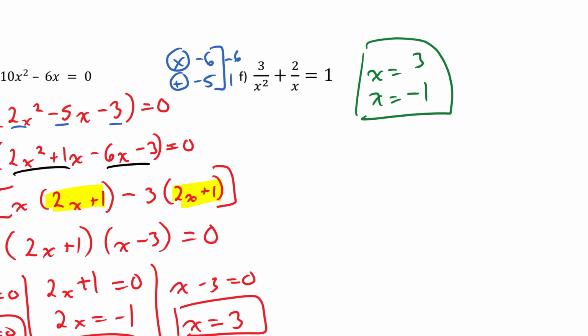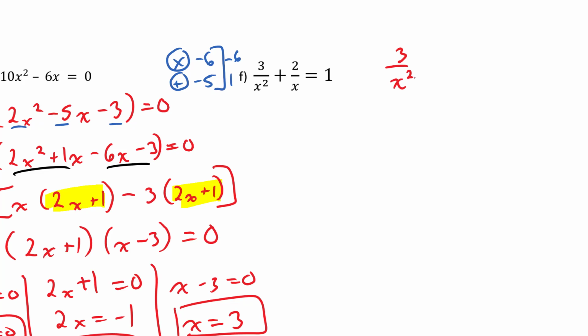Let's do F. F looks challenging. It shouldn't be, though. Let's copy that down here. 3x squared plus 2x equals 1. Let's think back to earlier lectures. When we have an equation with fractions in it, what do we do? We get rid of them.